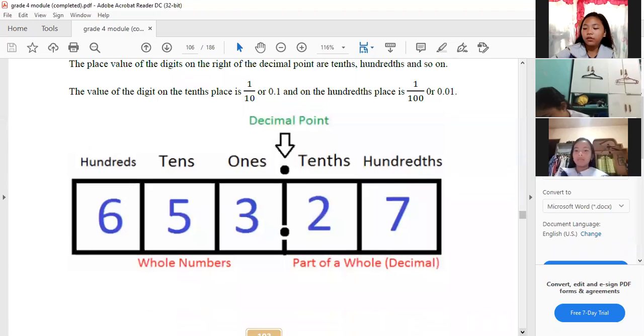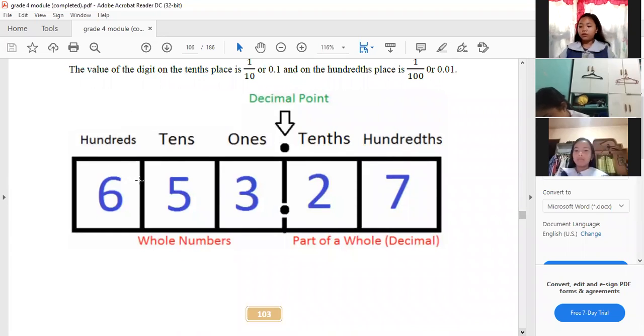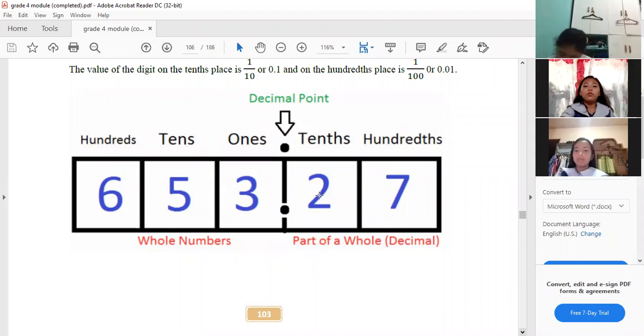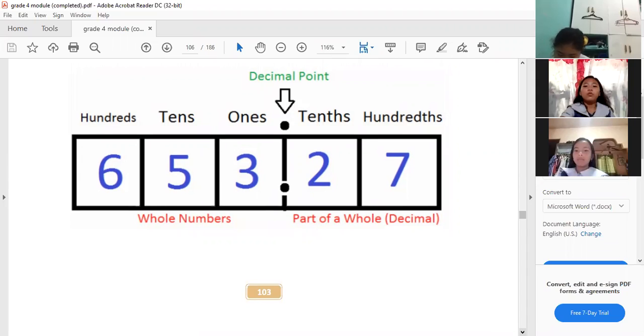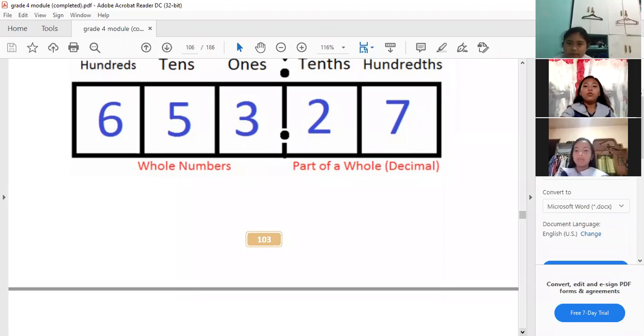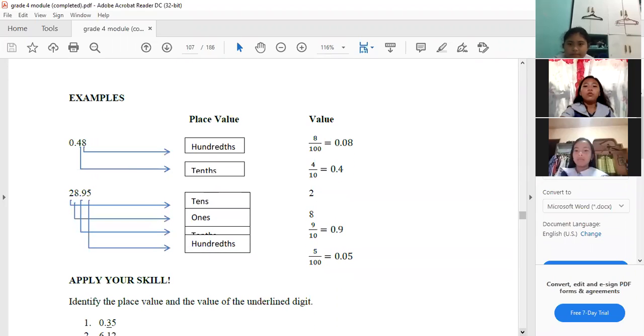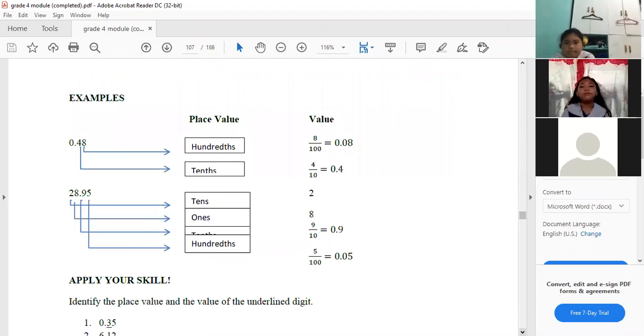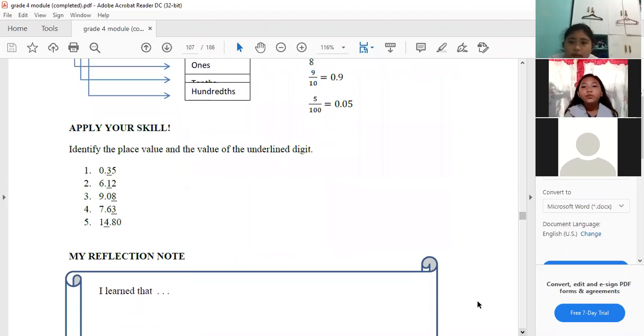But let's recap. This would be ones, tens, hundreds, right? It is a whole number. And then the decimal part, or part of a whole, starts with tenths, followed by hundredths, followed by thousandths. Right? Okay, so examples.